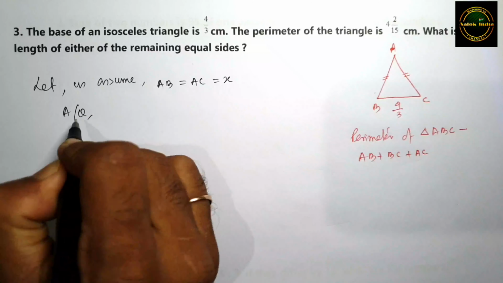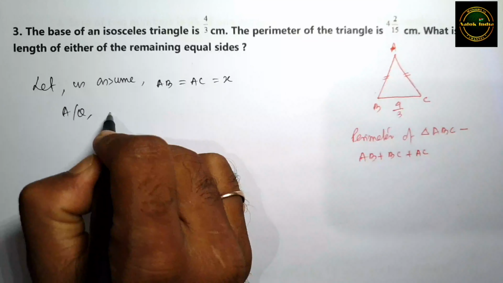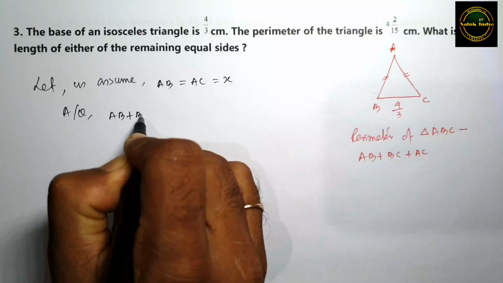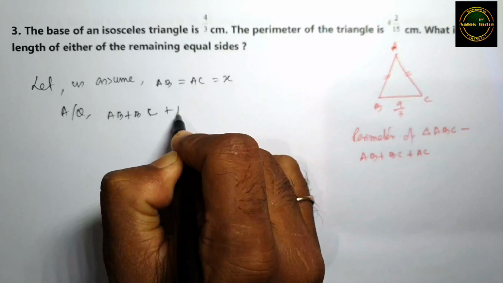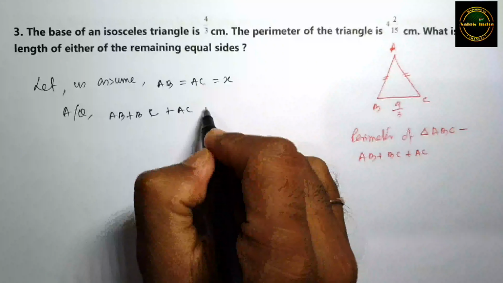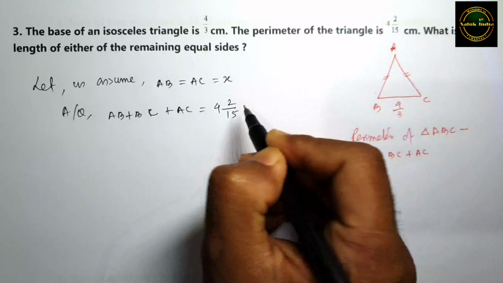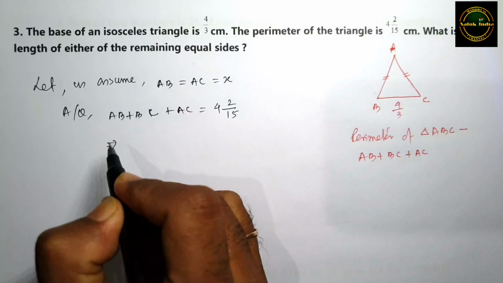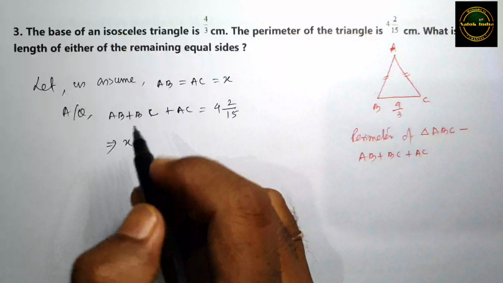According to the question, the perimeter they said is 4 2 by 15. So AB plus BC plus AC is equal to 4 2 by 15. We can write here the value of AB is x, and BC in the question they said is 4 by 3.